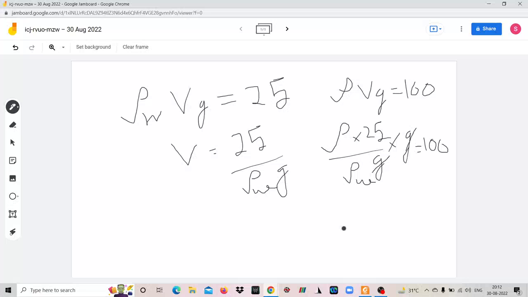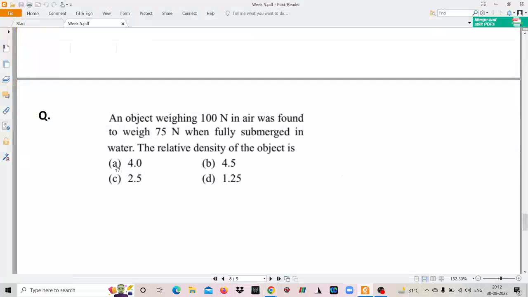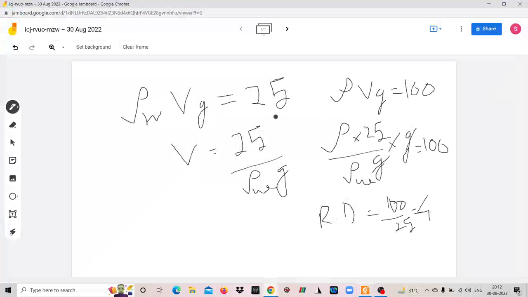So G and G cancel. Rho by rho W, which is the relative density that we want to find, is equal to 100 by 25. So the answer is 4. So yes, option A, 4. Is it okay? You can get the same answer by putting the value of rho W here and value of G here, but it will unnecessarily increase the number of calculations because ultimately all these things will get cancelled out.